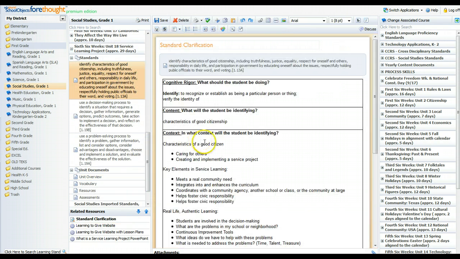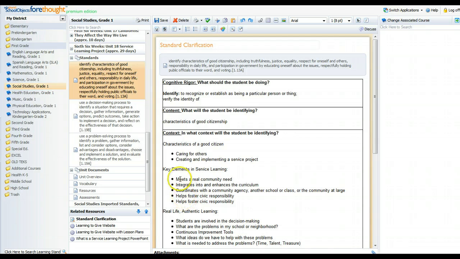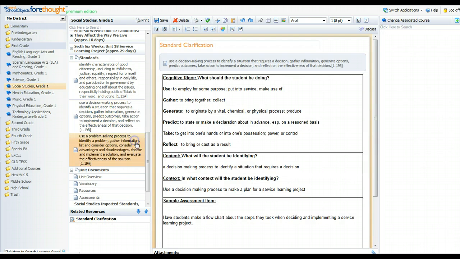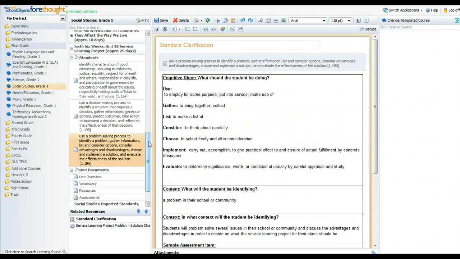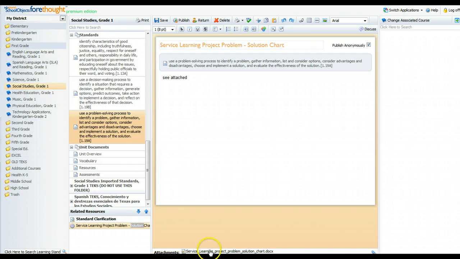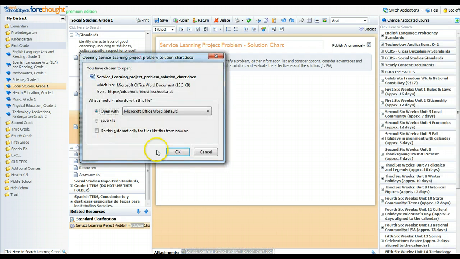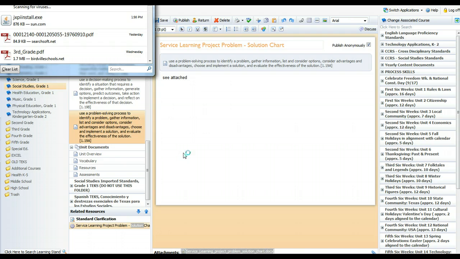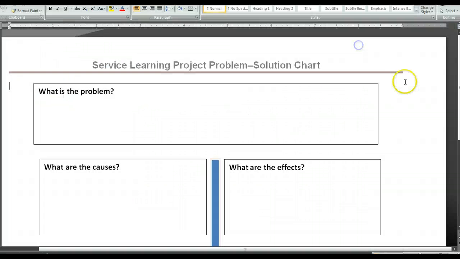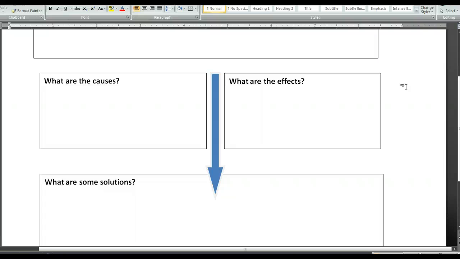Now, I want to show you this as well. Under each one of these, when I say use that decision-making process or problem-solving process, I actually have something for you that I've included here. I have a service learning project problem solution chart. I'm kind of skipping ahead to this, but I want you to take a look at this. This might be something that you could use when you're trying to decide what service learning project you would do.